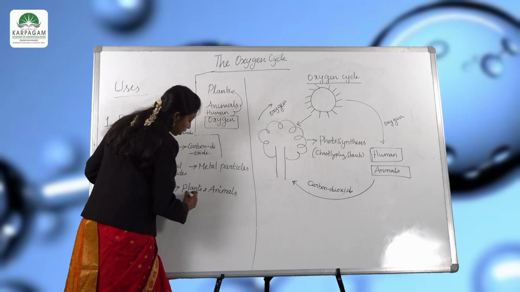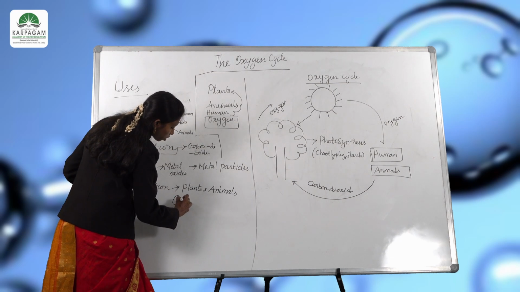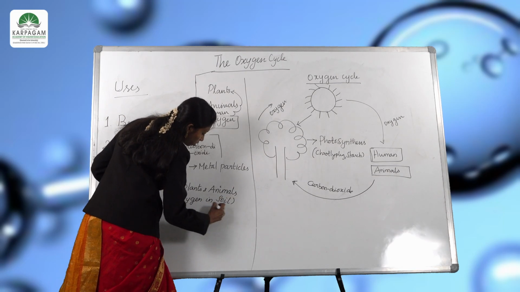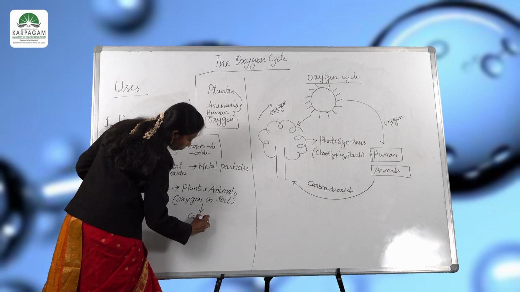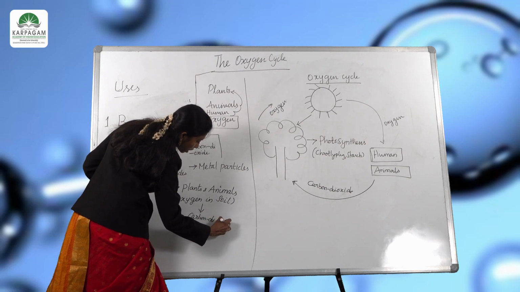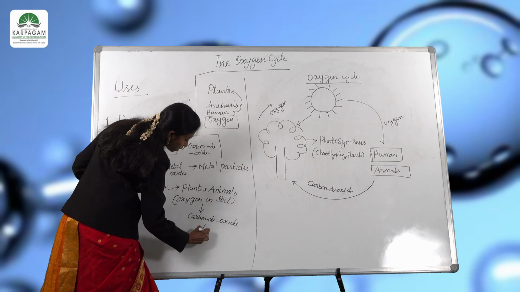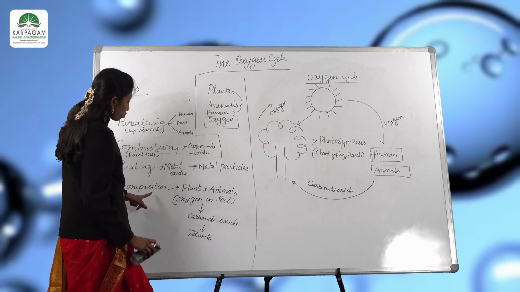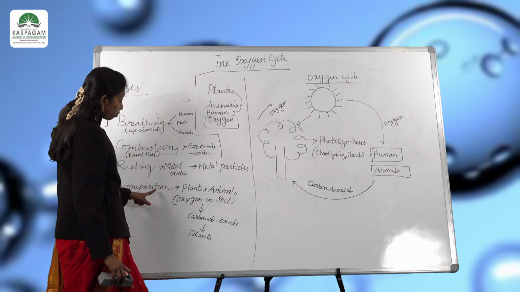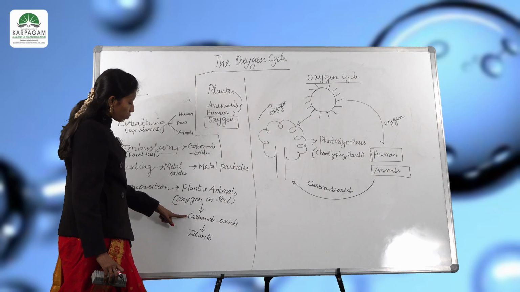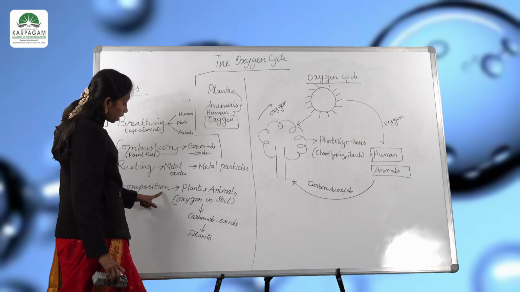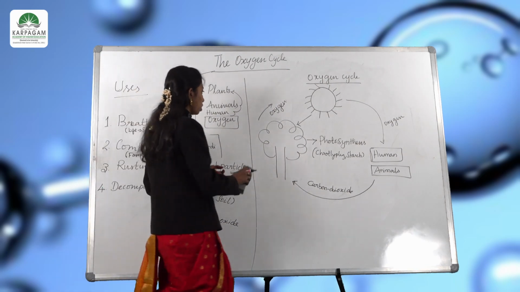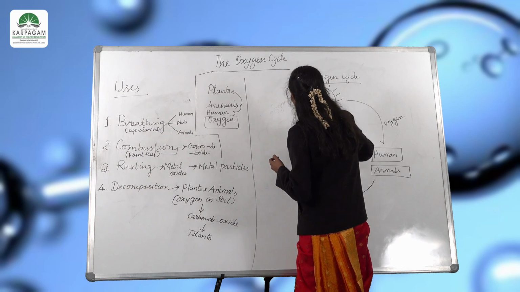When dead plants and animals get decomposed in the presence of oxygen in the soil, we get carbon dioxide, and that carbon dioxide is released to the atmosphere. The released carbon dioxide will be taken up by the plants and then oxygen will be produced. This is what happens in decomposition, and this decomposition process depends only on oxygen and carbon dioxide. This is how we are able to get a large amount of oxygen output from the earth crust. So, this is how the cycle continues.